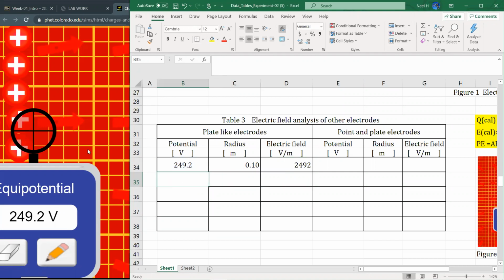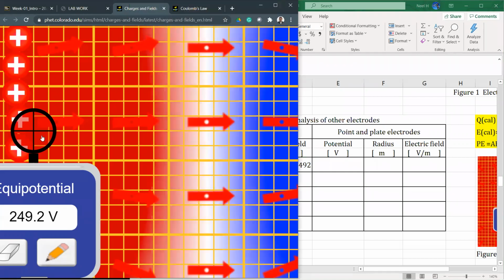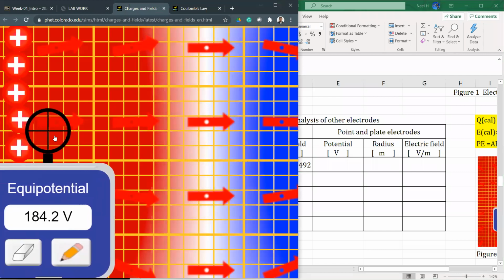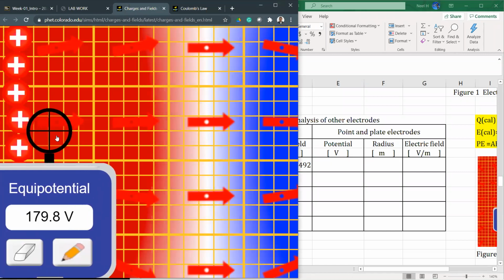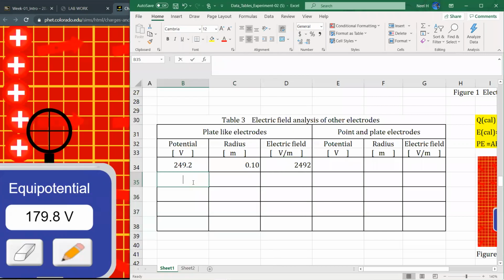And let's check the electric field as we go away from the electrode. 20 centimeters away, about 179.8. And this radius is now 20.2. You can click and drag, okay? You can see it's still decreasing rapidly. Even though it's plate-like, I can't use the point-like formula to do any calculation because the formula is very different, but you can still get an idea that it's decreasing very rapidly, okay? Exponentially it's decaying.